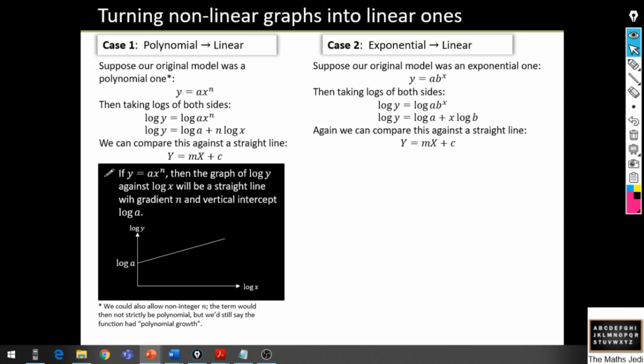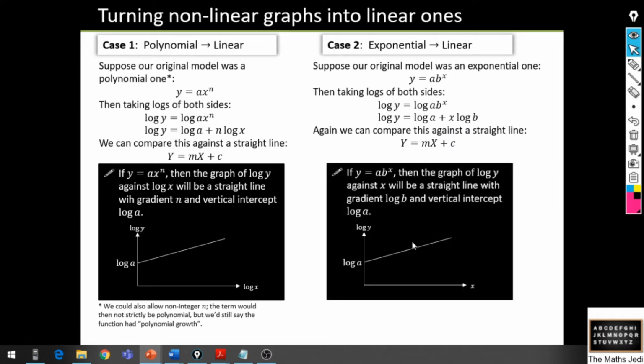We can take logs on both sides. In a similar way to before, we can bring down the x power. We're creating a y here, log y. If we make that capital Y, and this is x, so capital X here, then log b is the gradient, and then log a is the intercept point.